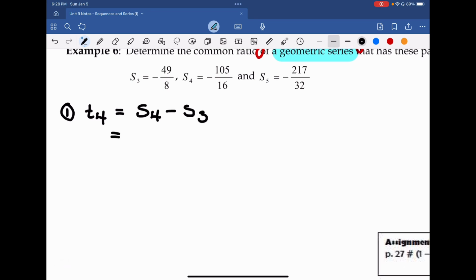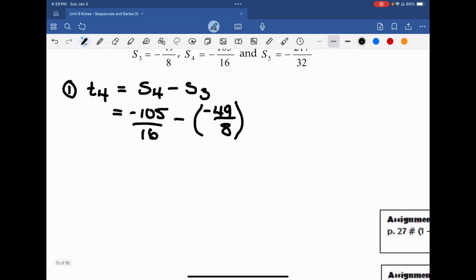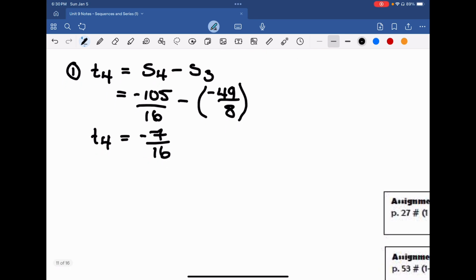In this situation, that's equal to negative 105 over 16 minus, in brackets, negative 49 over 8. And if you're wondering why I used brackets, it's just because of the double negative. Now, in our calculator, we're going to figure out that T4, or the 4th term in this given sequence that builds this series, is negative 7 over 16. Excellent.